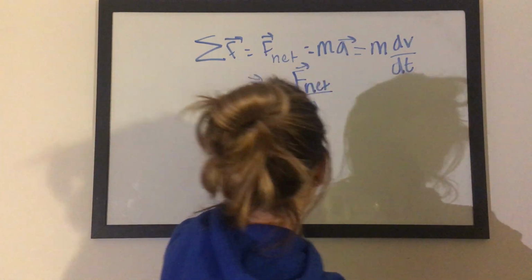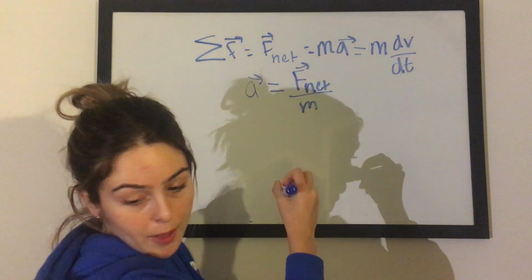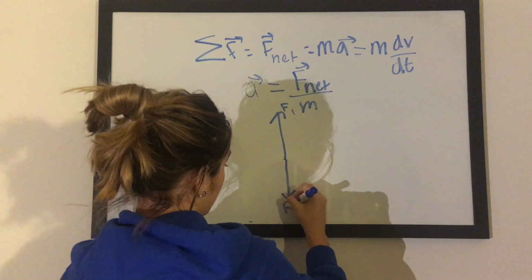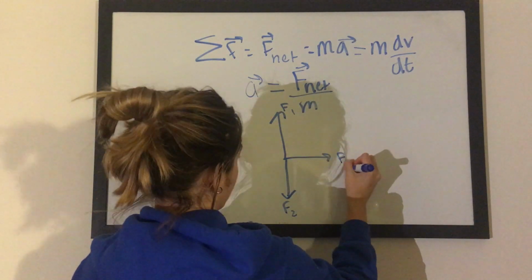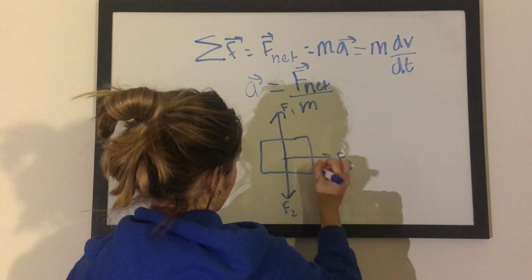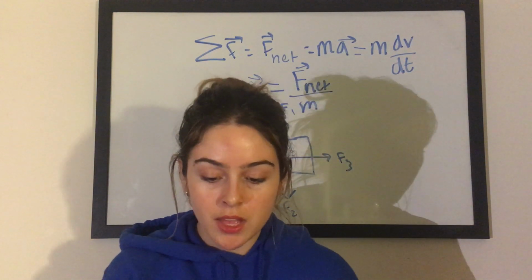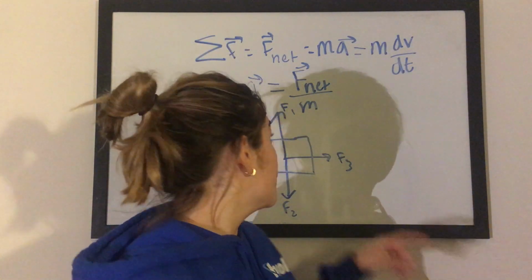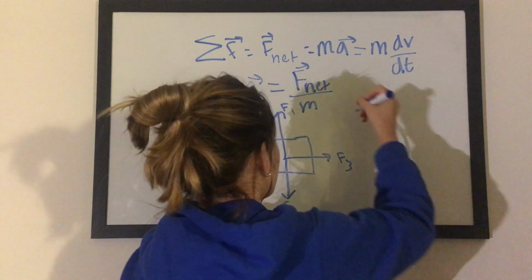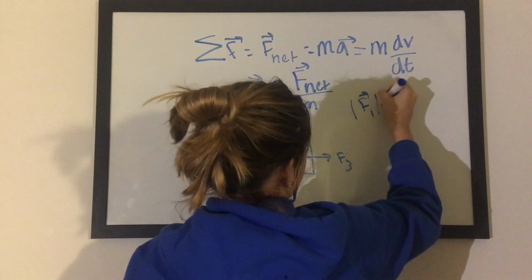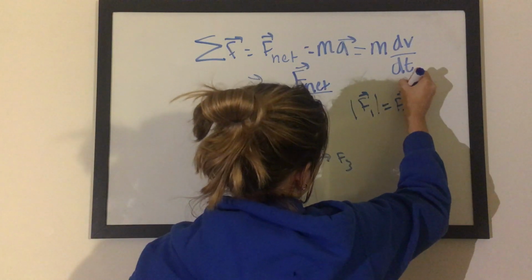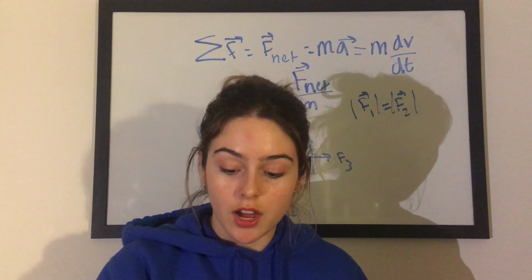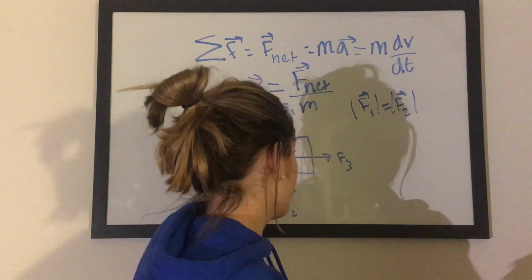So I'm going to go ahead and draw the diagram. We've got force 1, force 2, and force 3. So we know that force 1 is equal to force 2 given the diagram. So force 1 is equal to force 2, and so they just cancel out. Since they cancel out, we're left with F3.